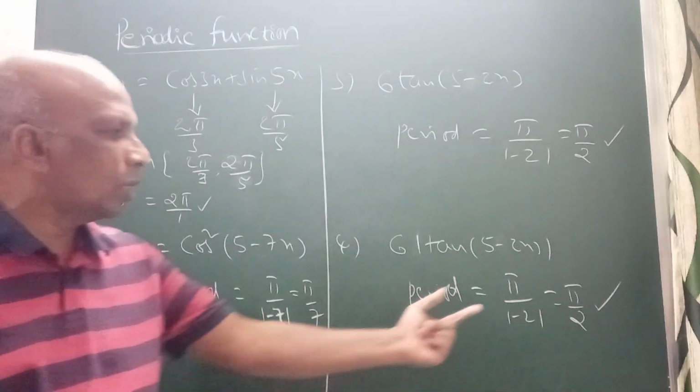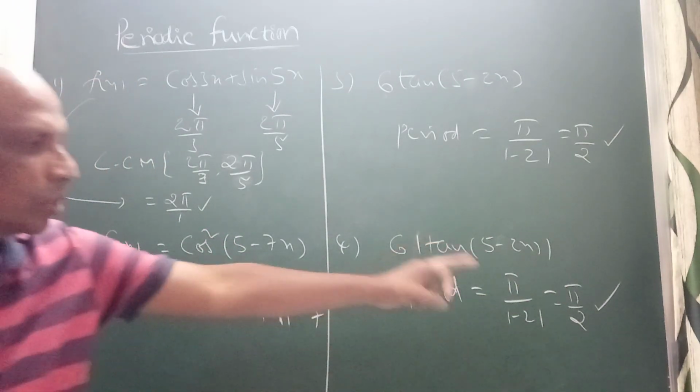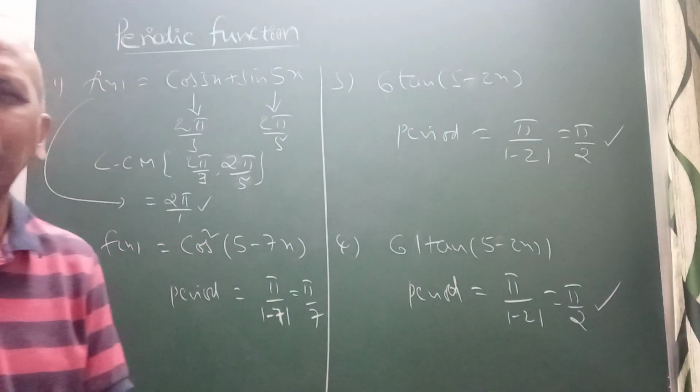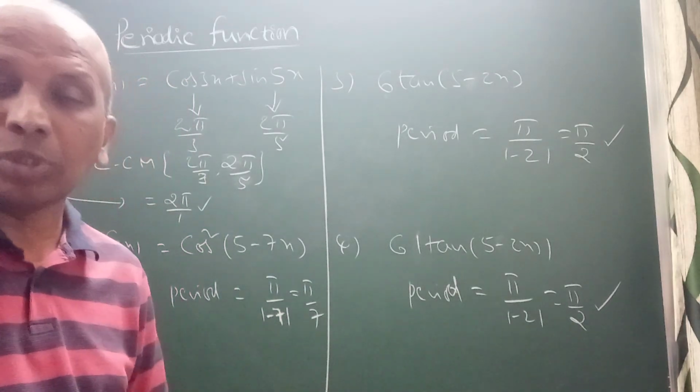Correct, this will be the period, so you will get the same thing, pi. It will come pi by 2, and the x coefficient I should write, the period is pi by 2. Correct. Now I am going to explain a few more examples like this.